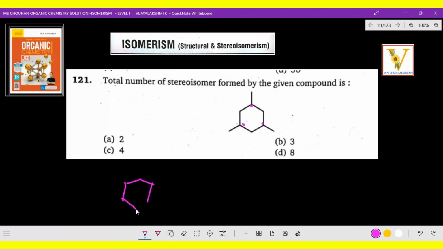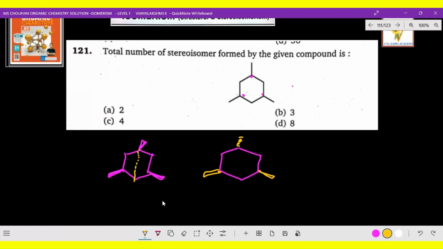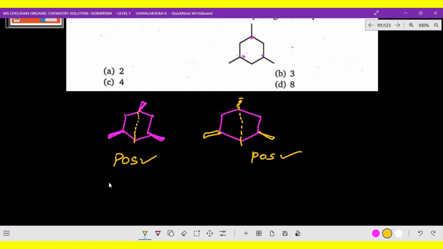So suppose this is cyclohexane, in that one position is a wedge. The other position, I just draw, you just remember that. One side it is a dash, the other side it is a wedge. When you cut over here, a plane of symmetry is present. And this side also, when you cut, a plane of symmetry is present. So POS is present means this is achiral, both.